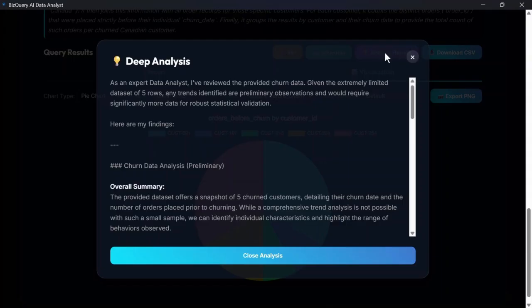Ultimately, the analysis recommends investigating time-to-churn durations and product line correlations to transform these preliminary findings into a predictive, early warning system.